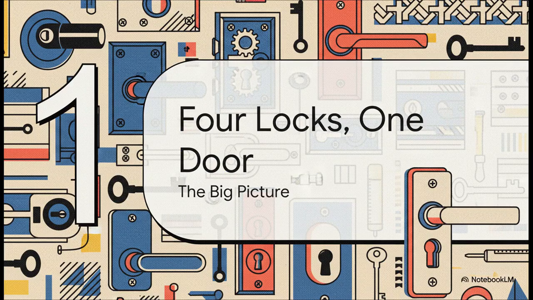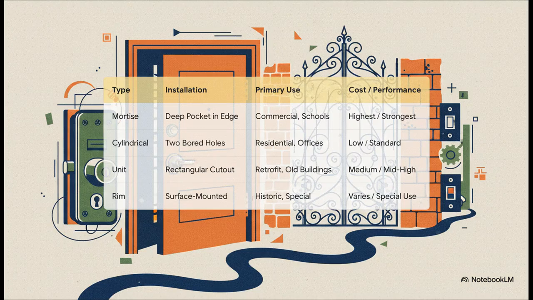Okay, I want you to think of your hardware spec sheet like a cast of characters in a play. Every single lock has a very specific role. Getting to know our 4 main players here, mortise, cylindrical, unit, and rim, is really the first step to making the right call every single time. Think of this as your exam day cheat sheet. Seriously, at a single glance, you get the whole story.